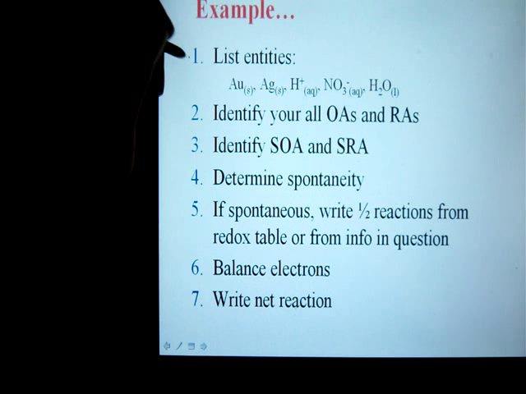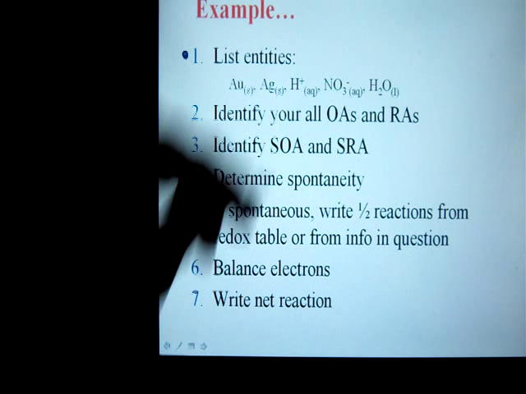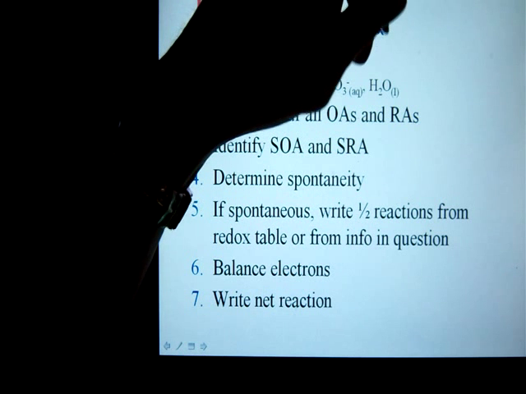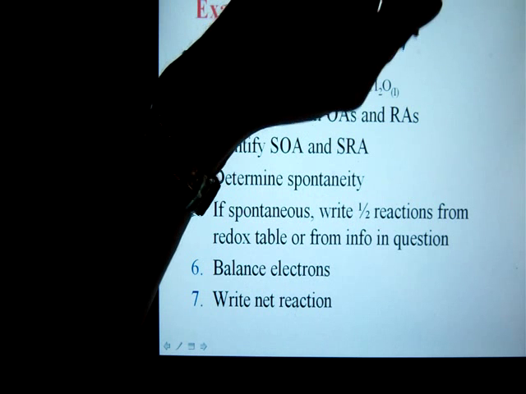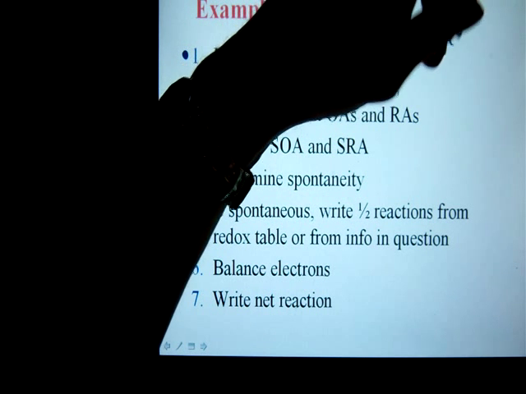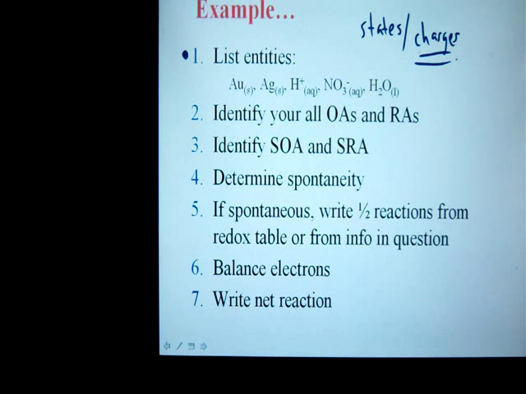Listing your entities is the most important step when you're predicting a reaction. You must do this correctly and carefully. When you are listing your entities, you must be certain that you're minding your states of matter and your charges. In particular, your charges. If you forget to put your charges down, you are going to end up using your data table and identifying these entities as the opposite of what they are. So please be careful with that step. Once you get this step, usually the rest of it flows pretty smooth. So first thing, we've listed our entities.